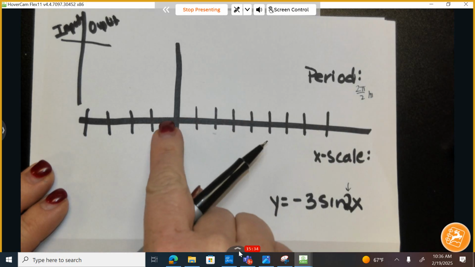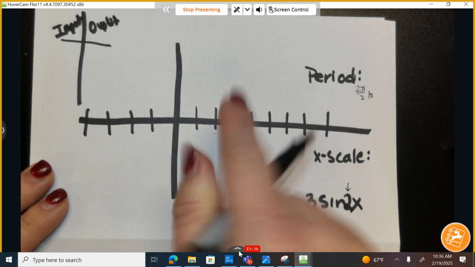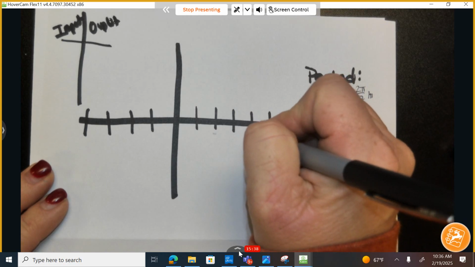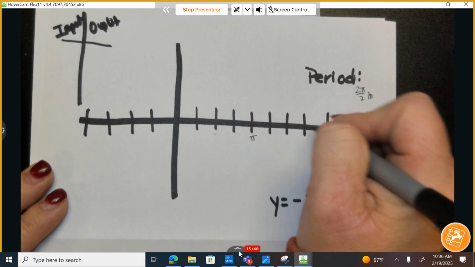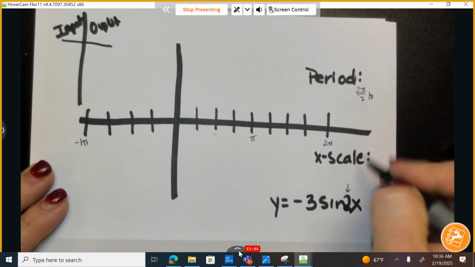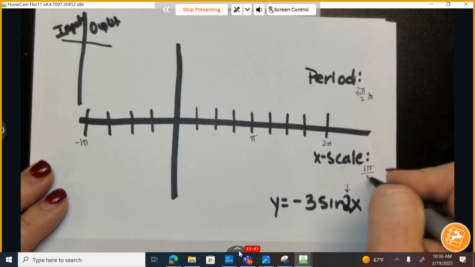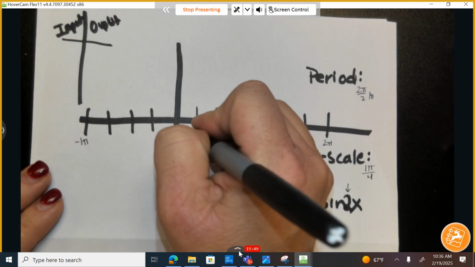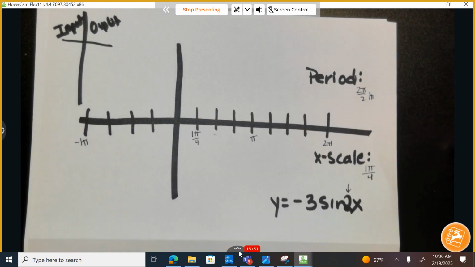So my fourth step, 0 step, 1, 2, 3, 4, this would be 1 pi. And then 5, 6, 7, 8, this would be 2 pi because it doubles itself. Then to figure out the x scale, I'm always going to take and divide by 4. That means this is 1 pi over 4.